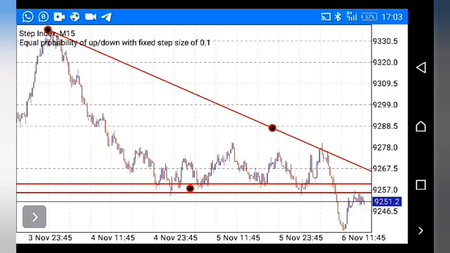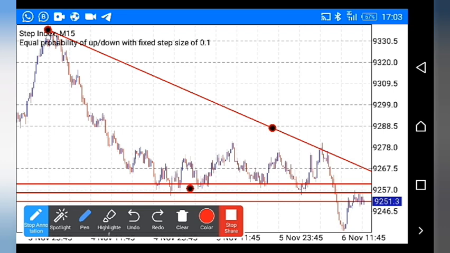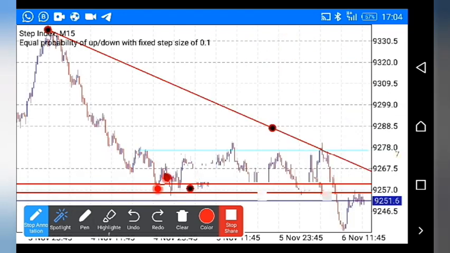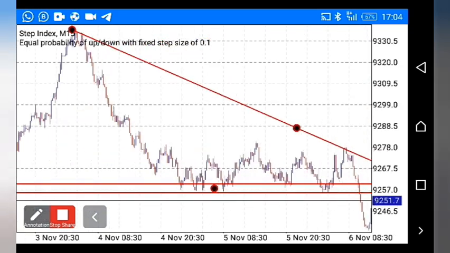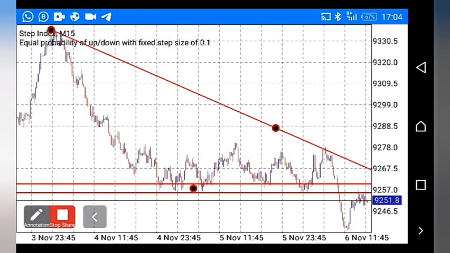You can see what happened there. It came to this point, tested this point, tested this point also, tested this point again, just like that. About how many times? 1, 2, 3, 4, 5, about 5 times it tested this same zone. As we know, it becomes obvious that this is our support zone, and over here we have our resistance zone.